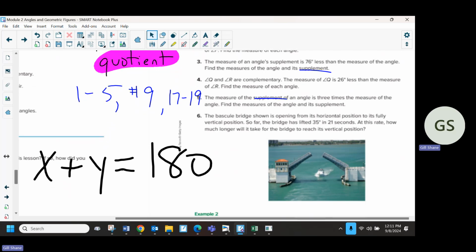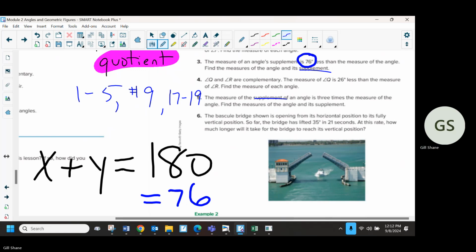So again, I'm doing number 3 if you don't remember. So it says an angle's supplement. Now I know that's confusing, but let's just skip straight to this part. Is 76, equals 76. Actually, that's not going to be part of it in this one. We are going to have equals there.